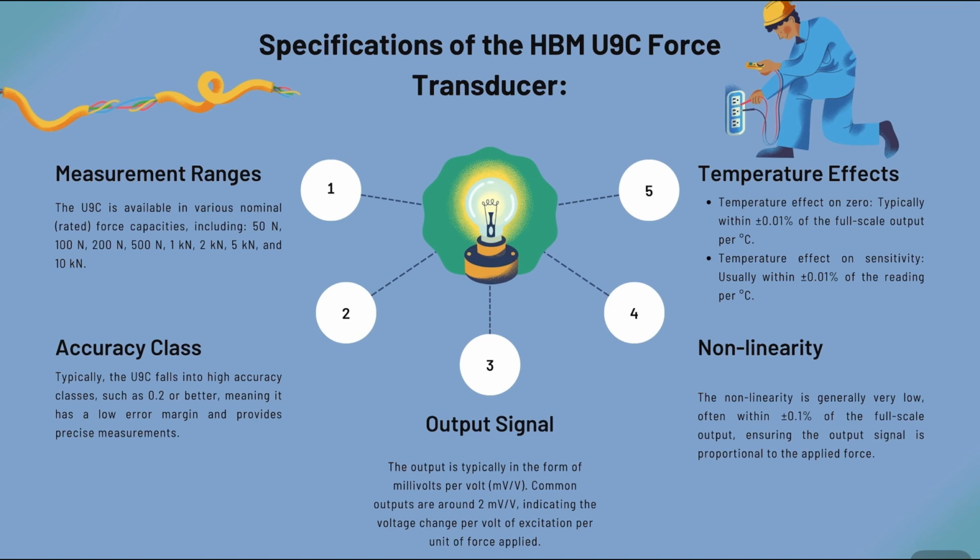For the accuracy class, this force transducer falls into the high accuracy class, which is 0.2 or better, and this means that it has a very low margin of error and provides very precise measurements. For the output signal, it is typically in the form of millivolts per volt, and the output signal for this transducer is 2 millivolt per volt. For the non-linearity, it is very low, often within plus minus 0.1% of the full scale, and this ensures that the output signal is proportional to the applied force.